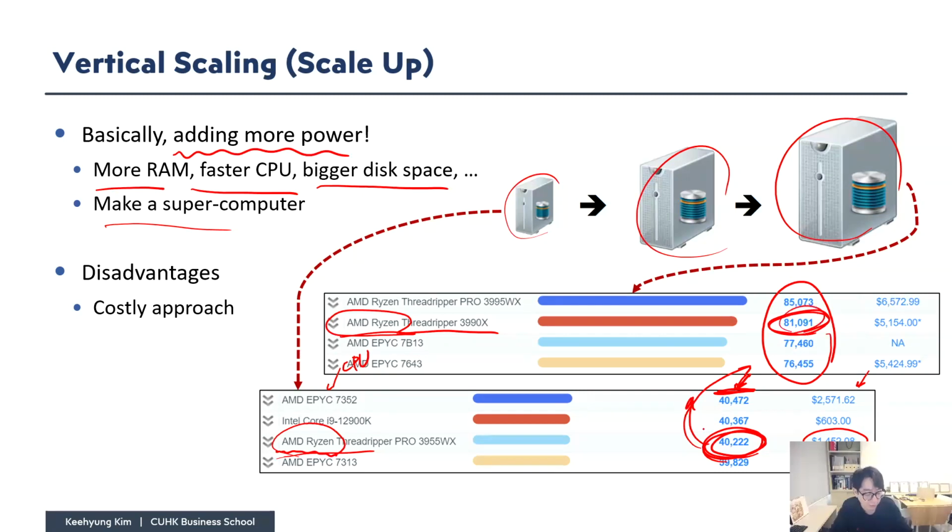And the performance increased by twice. However, when you look at the price, it's not twice. Here it's 1,450, but here it's about 5,150. So it's more than 3 times. It's almost 4 times. So you can see that to increase the performance by twice, the price you have to pay is actually much more. So that's why it's a costly approach.